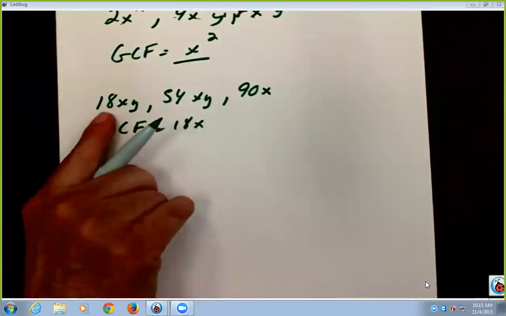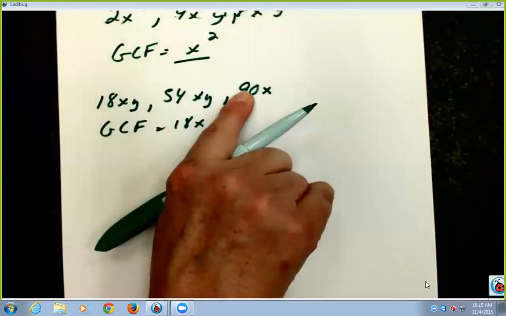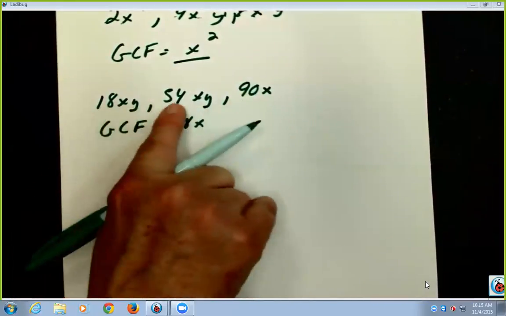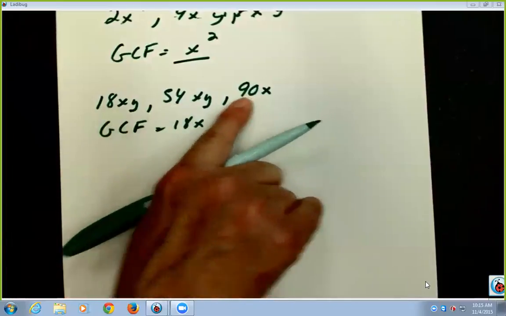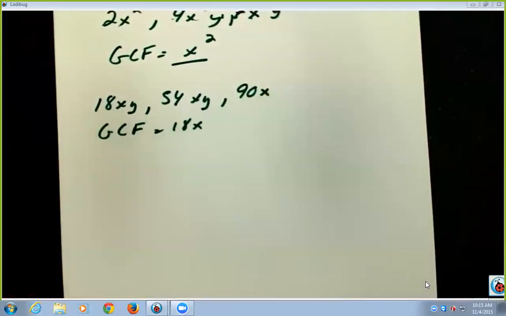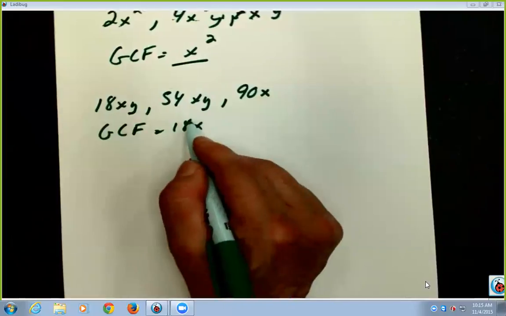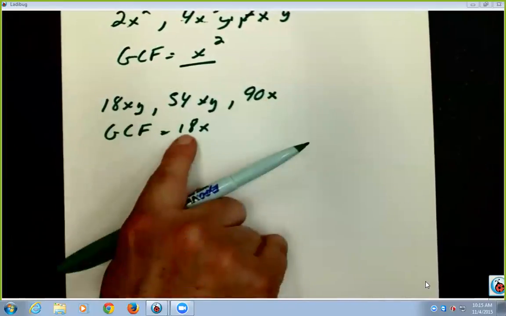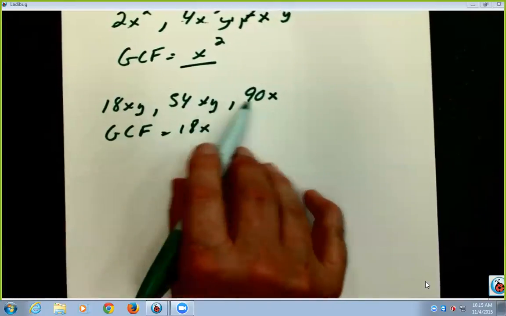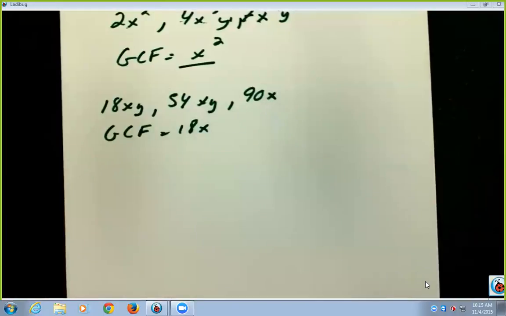Now when you look at this, I notice 9. If I pulled out a 9 out of each of these, I'm left with a 2, a 6, and a 10. So 2, 6, and 10, there's another 2 I can pull out. So you can look at it that way too. It depends on which one you happen to see. So I can pull out a full 18 out of that one. Watch and make sure you pull out what you can. Can't pull out a y because that doesn't have one. So the y has to stay where it's at.